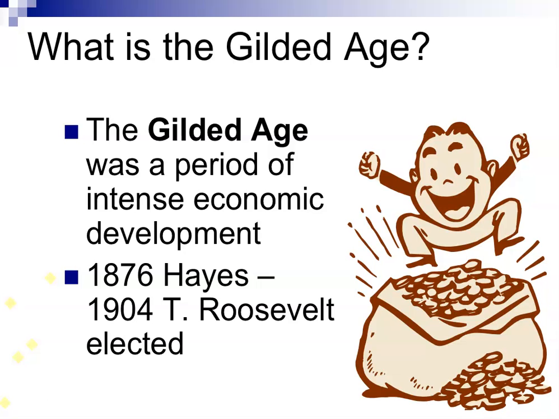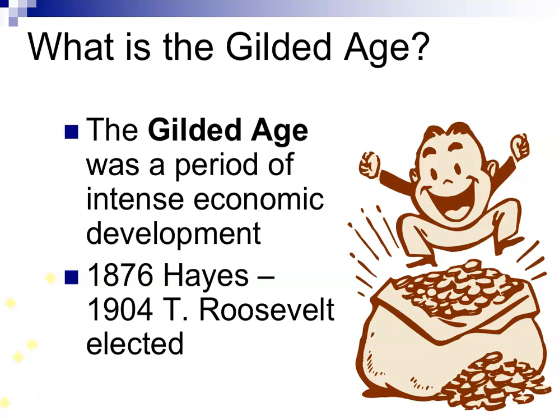Now, this Gilded Age starts in 1876 when Rutherford B. Hayes becomes president, and it goes till 1904 when Roosevelt is elected. So it's about 30 years. So what we've done is we've gone from talking about America from 1850 to 1875, basically the Civil War and its aftermath in the South and in the West. Now we shift to the next 30 years in the future.